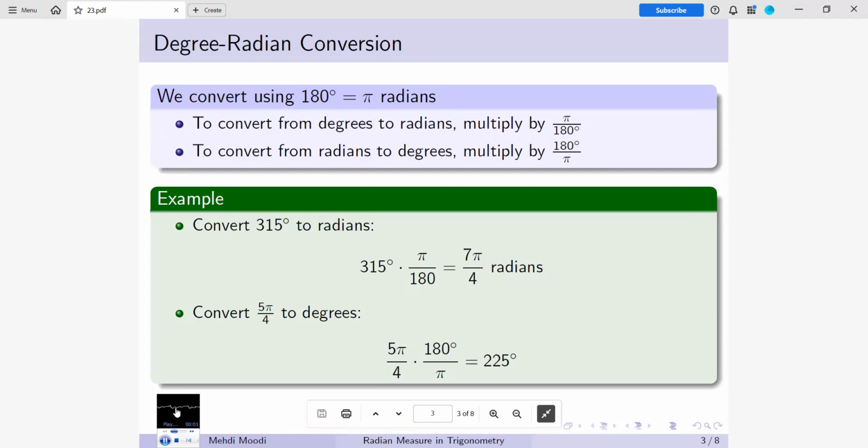Why is 180 degrees equal pi radians? Imagine you have a circle of radius r. A 360 degrees angle creates an arc equal to the full circumference of the circle. That is 2 pi times r. So 360 degrees equal 2 pi times r divided by r, giving us 2 pi radians. If 360 degrees equal 2 pi radians, 180 degrees would be equal pi radians.